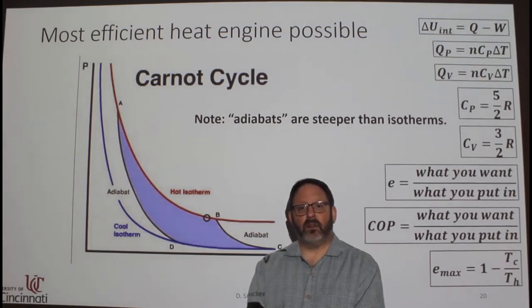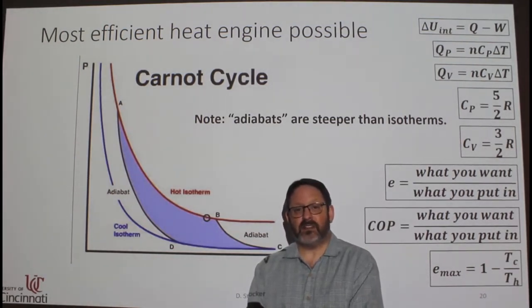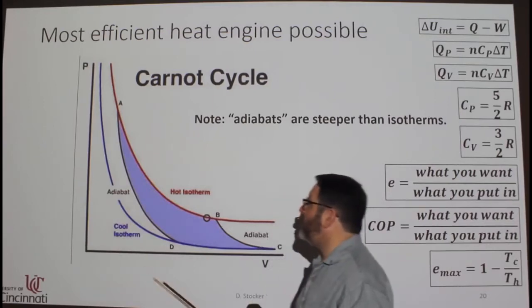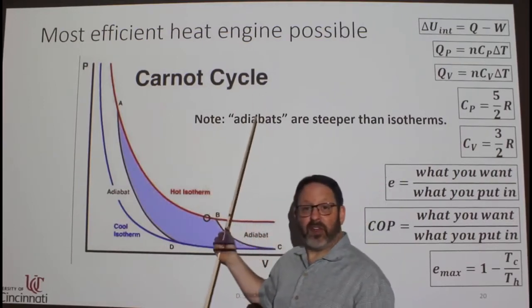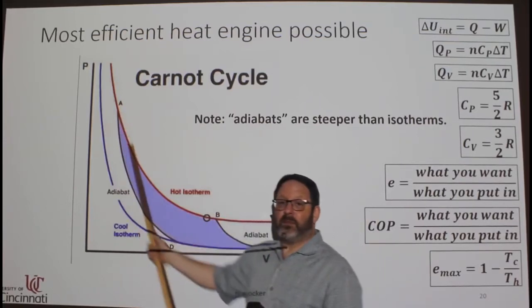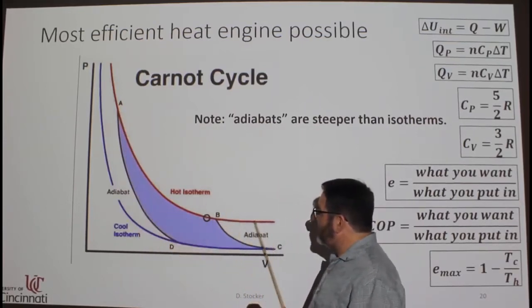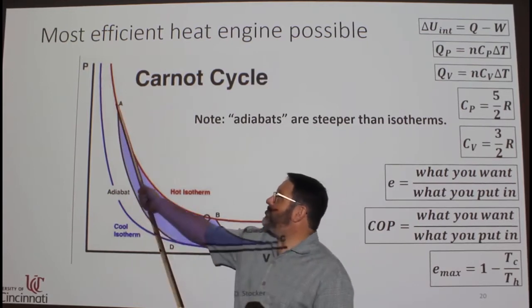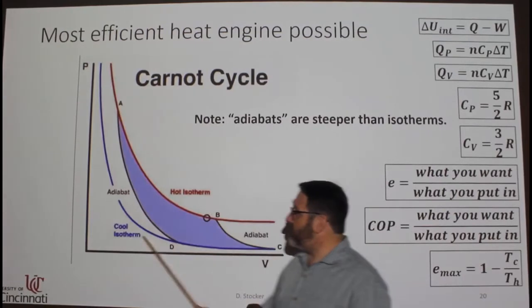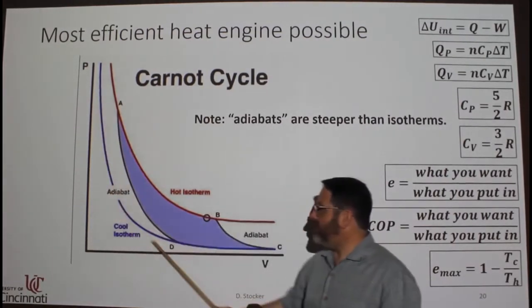In this video, we'll look at the most efficient heat engine possible, which is called a Carnot engine. It follows what is called the Carnot cycle. So a Carnot cycle, we've seen isotherms before. So this isotherm, this is all at one temperature. This is a hot temperature isotherm. Then a cooler temperature isotherm is down here.